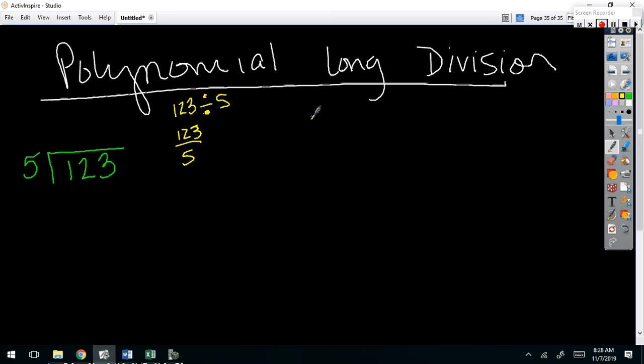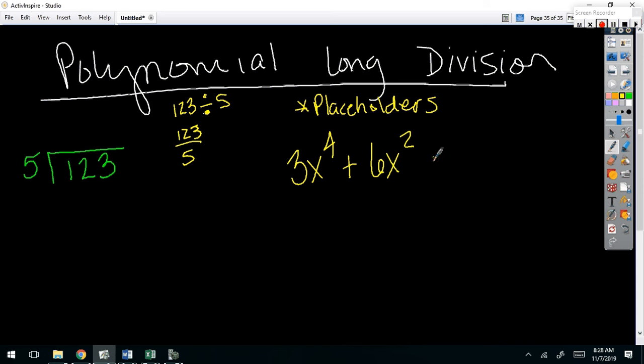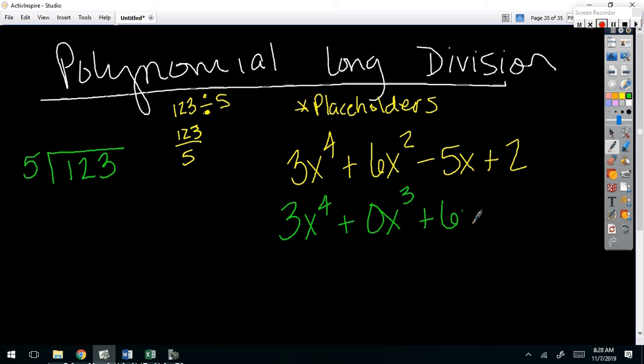All right. One other little important thing to mention is placeholders. Do you guys remember what placeholders are? If I have something like 3x to the 4th plus 6x squared minus 5x plus 2, I need to make sure that I have every single power from the highest down. So I start with 4 and I'm missing what? 3. Exactly. So I do 3x to the 4th plus 0x cubed plus 6x squared minus 5x plus 2.